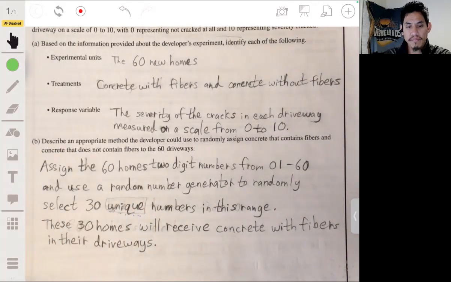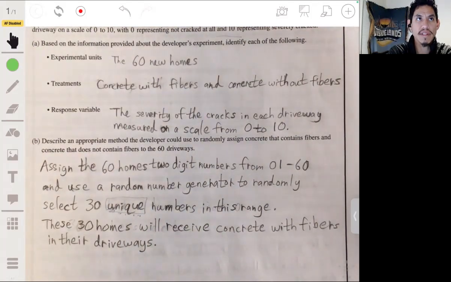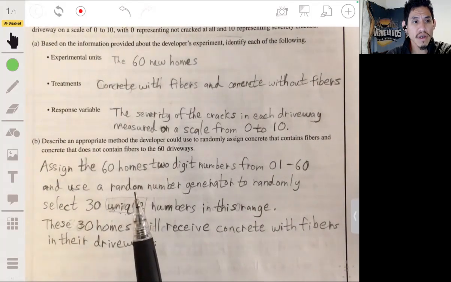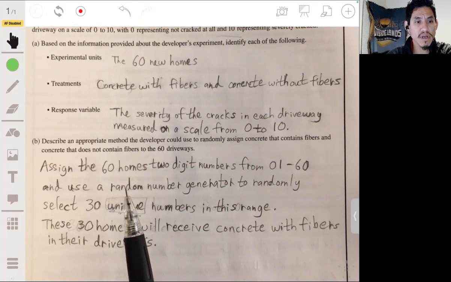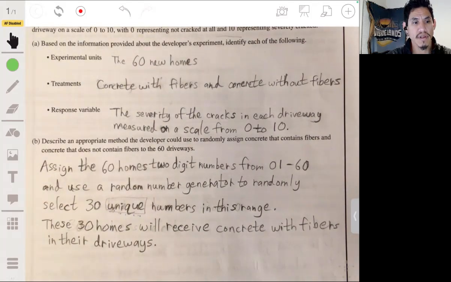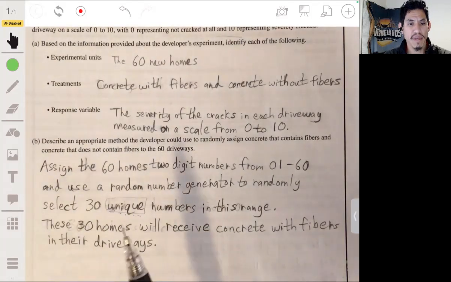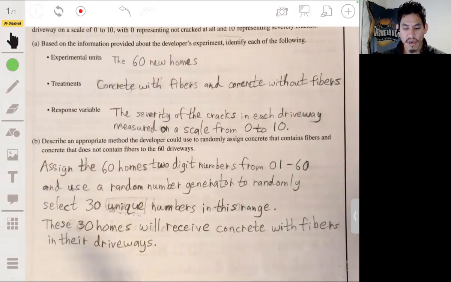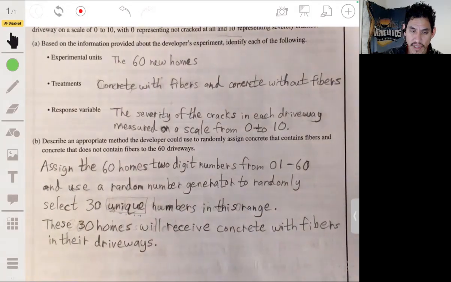Maybe you also did something like selecting 30 slips of paper from a hat, where you label the papers from 01 to 60, with each home corresponding to each paper, and you select 30 papers without replacement, and those 30 papers would receive the concrete with fibers in their driveways while the others would not. Something like that.